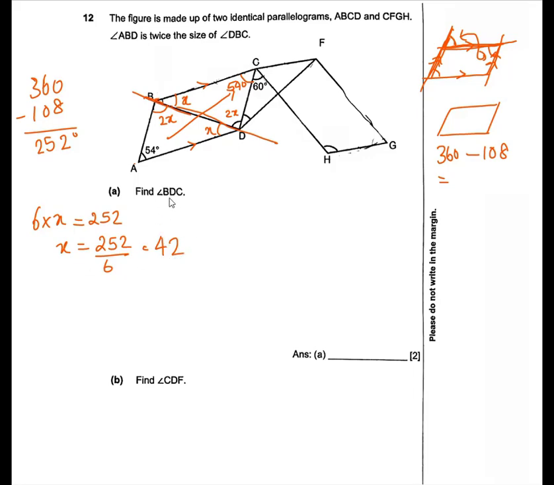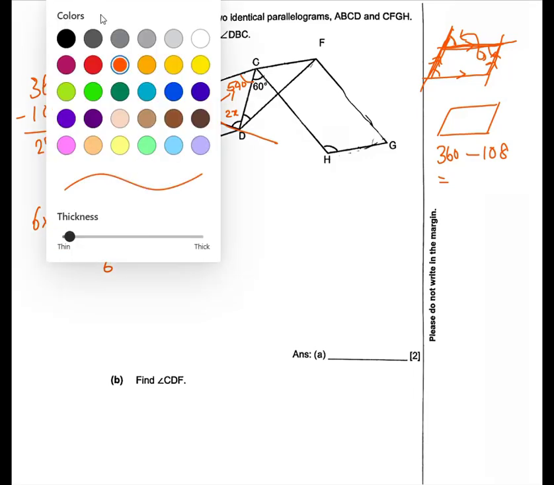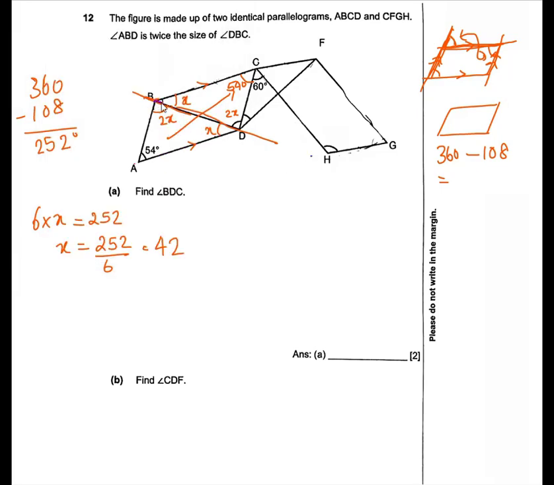But they asked us to find BDC. So BDC here, to change the color to show the importance, we want to find BDC, this and up to here. So we want to find this angle, and we have already established that this angle is equal to 2x. So x is equal to 42, so 2x will be 2 times 42, which is 84 degrees. So the answer should be 84 degrees here.